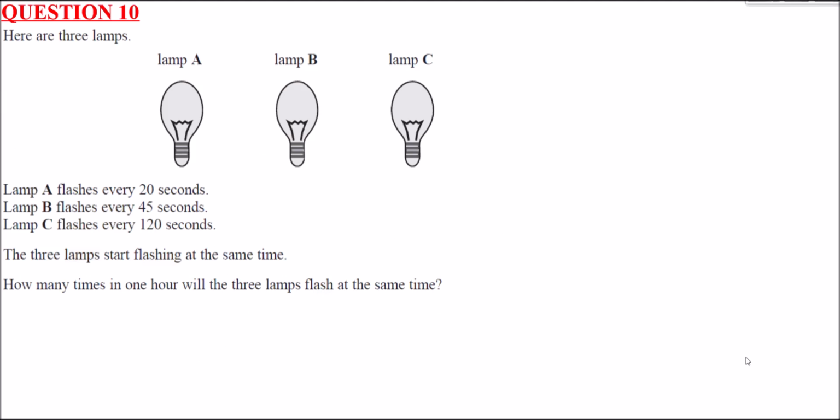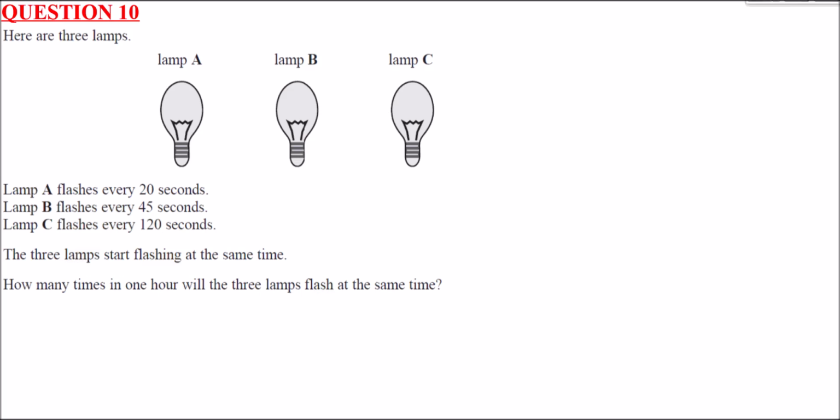Question 10, we've got three different lamp bulbs, A, B and C. Lamp A is flashing every 20 seconds, B every 45 and C every 120. They start flashing together at the same time. How many times in 1 hour will the three lamps flash at the same time?